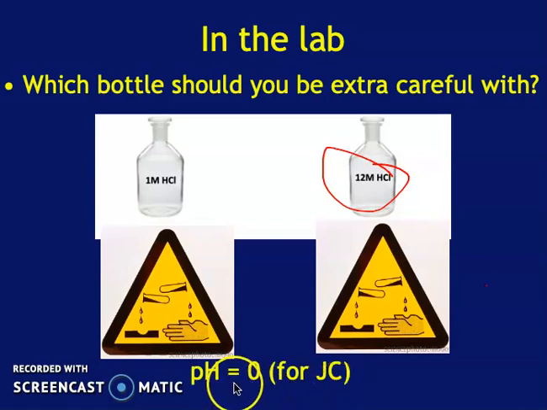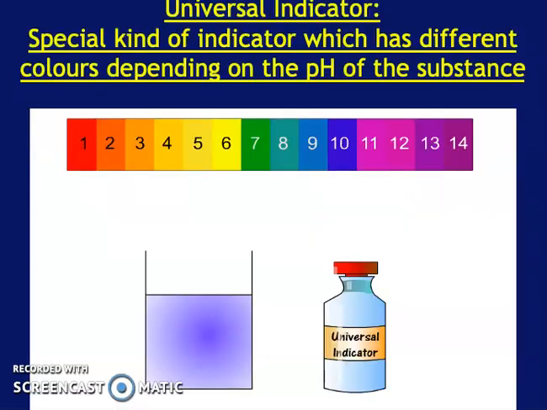So in this instance, these guys have, as far as we're concerned for Junior Cert, a pH of 0. Okay, the reality is they actually have a pH lower than that, but they're both ridiculously strong acids. Okay, so just be aware, you always either understand what the number is telling you or you know what the symbol means, one of those two things.